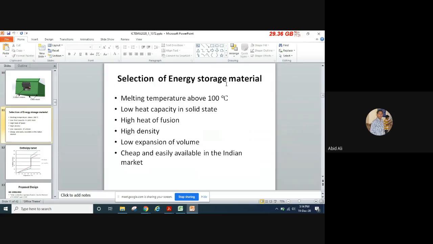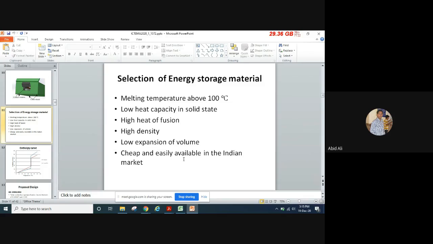Selection criteria. This is the selection criteria of the energy storage material. The melting point of the material should be about 100 degrees centigrade, and it should have lower heat capacity in the solid state, so it can reach its melting point faster in less time. High heat of fusion, high density so the system becomes more compact with low volume, and cheap and easily available in the market.